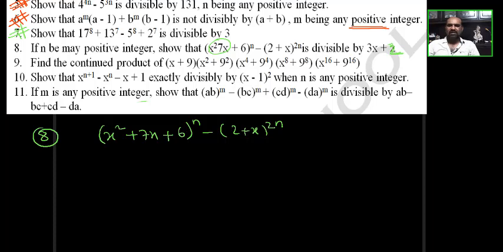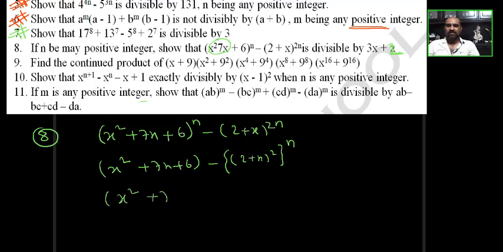Okay. Logically you want to prove, Nana. So that's why x square plus 7x plus 6, this I can write as (2 plus x square) whole power n, a power n, whole power n, or x square plus 7x plus 6 minus 4 plus x square plus 4x, only power n. Now this is the form of a power n minus b power n. A power n minus b power n is divisible by a plus b as well as a minus b.